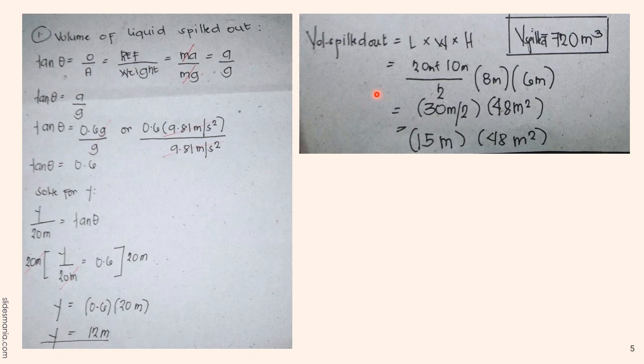And finally, our volume spilled out will be length times width times height, where our length would be 20 meters plus 10 meters over 2, times the 8 meters and 6 meters. Now we will have 15 meters times 48 square meters. Multiplying it, we have our final answer: the volume spilled equals 720 cubic meters.